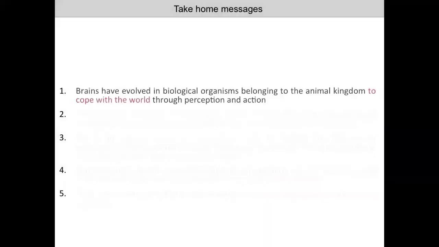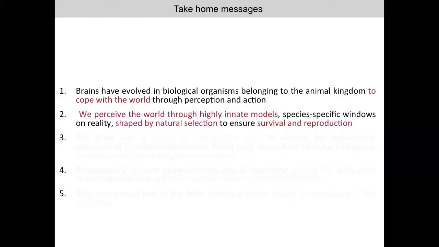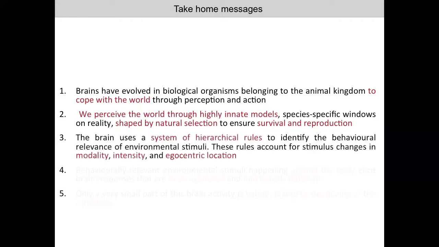Okay, so take-home messages. I think I showed that brains have evolved to be able to cope with the world, that we and other species perceive the world through innate images of the world. Those are shaped by natural selection, and they're important to achieve the ultimate goals of survival and reproduction. There is a complicated system of hierarchical rules to identify the behavioral relevance of things happening in the world, based on different things. Pain, nociception, is one very important factor producing that.